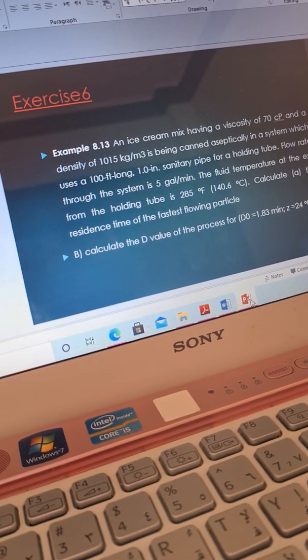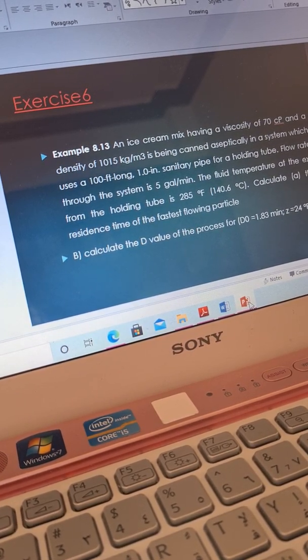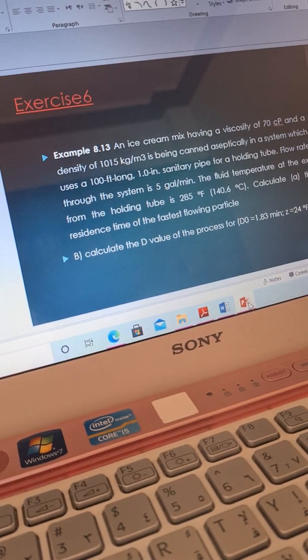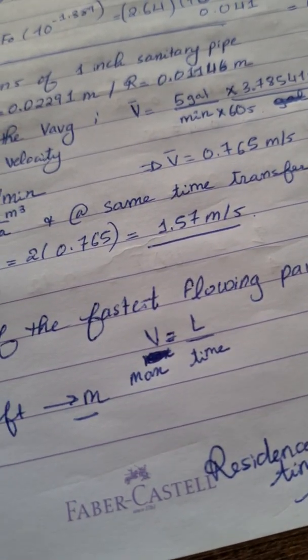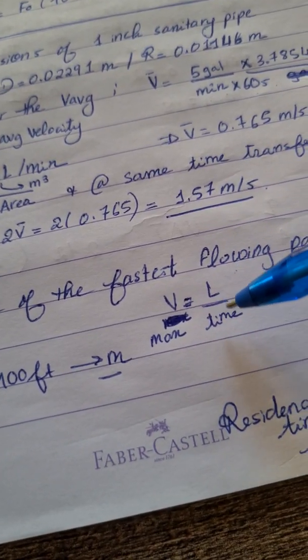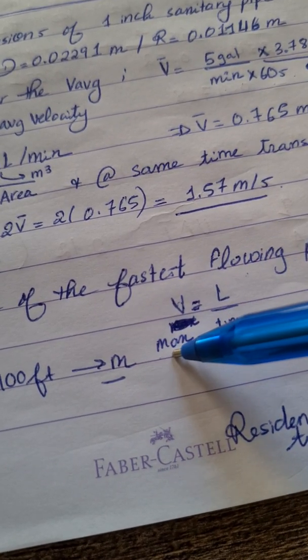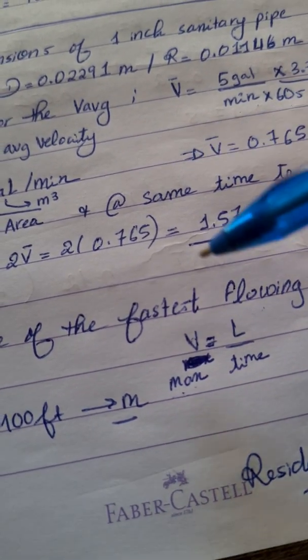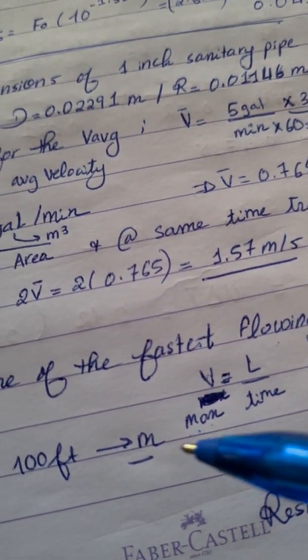Now the residence time for the fastest flowing particle, so I have to look at the following equation, which is related to the velocity of the fastest flowing particle, and as V equals L over time. L is the length the particle is traveling through, time is the time of the fastest flowing particle, and V, I want to calculate it as V maximum, which is the velocity of the fastest traveling particle. How can I get the V maximum?